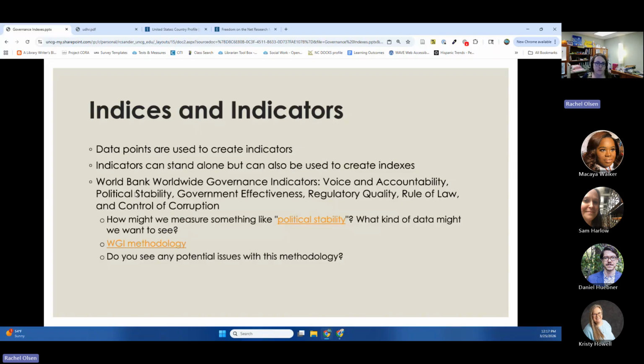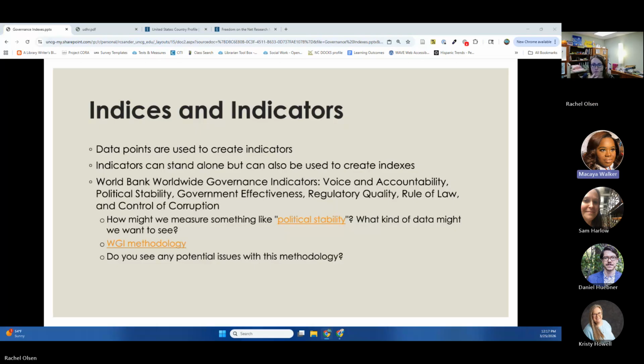One of them is political stability. So when I'm thinking about, okay, how do we measure political stability? What data points might we use to decide whether or not a country is politically stable? Does anyone have thoughts on that? You can feel free to put them in the chat or unmute. How might we go about answering that question or evaluating the political stability of a country? I'll give people a second, and I can tell you how they did it.